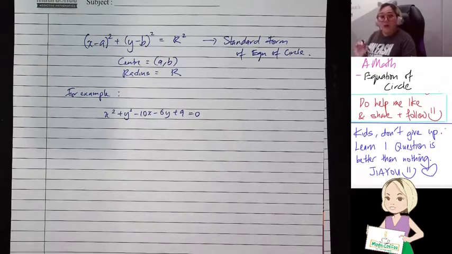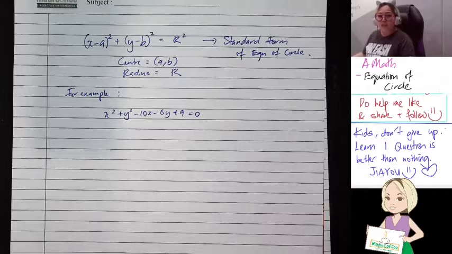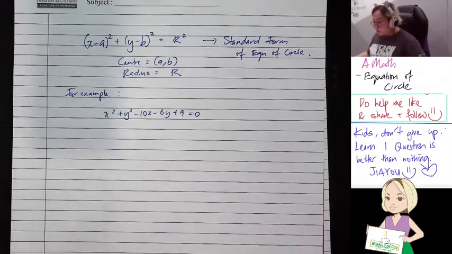I know there are 2 ways of doing it. One is to use completing the square. The other one is to use the 2f and 2g method, but Teacher Kangie doesn't remember the 2g and 2f because I use completing the square. All students, whether you do E Math or A Math, need to know how to do completing the square. So we will do completing the square.